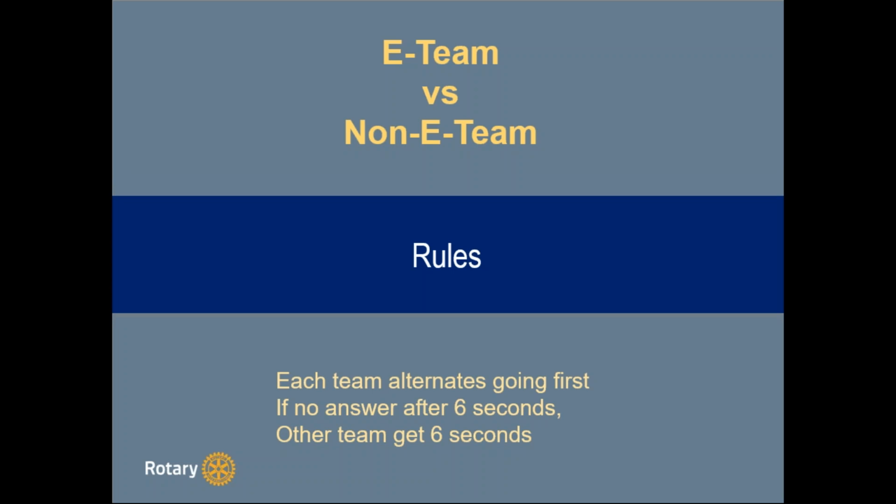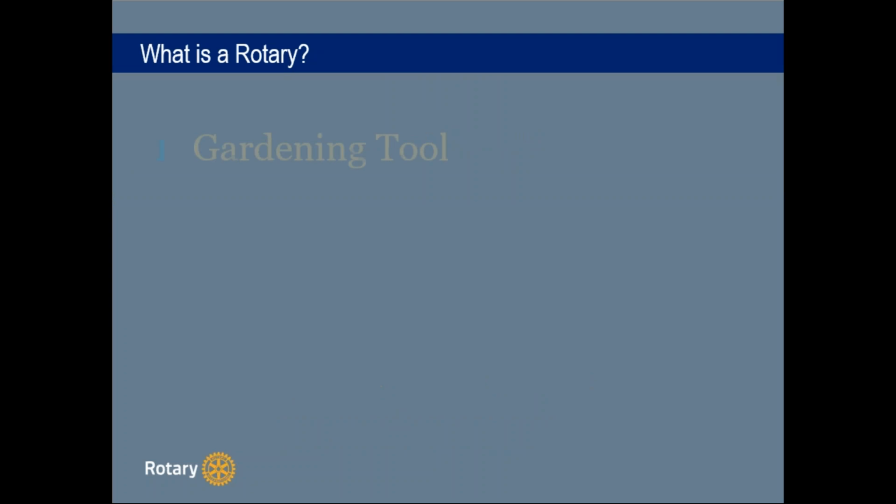Each team alternates going first. That means when I hear the correct answer, a point will go to the team that is going first. If there is no answer after 6 seconds, the other team gets 6 seconds, so then the point will go to the other team. So here we go. Here comes the first question.